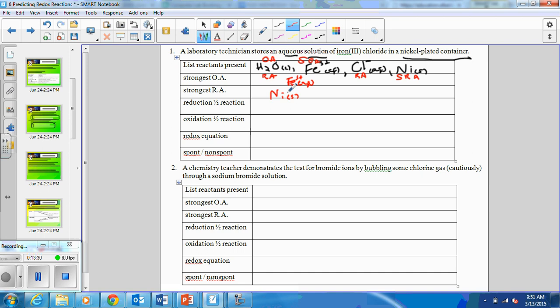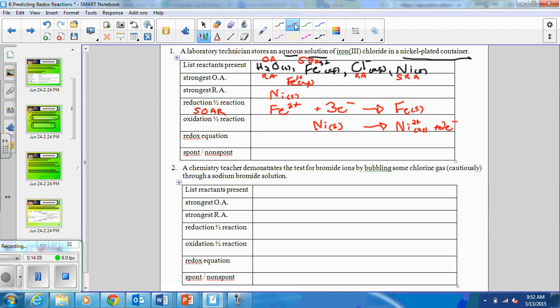My reduction half reaction, so remember, the strongest oxidizing agent is reduced. So remember SOR, we've got Fe3+, and it's going to gain 3 electrons to become Fe solid. Nickel, solid nickel, is going to lose electrons to become nickel 2+. And to do that, we've got to lose 2 electrons. So here's an example where my electrons don't balance.